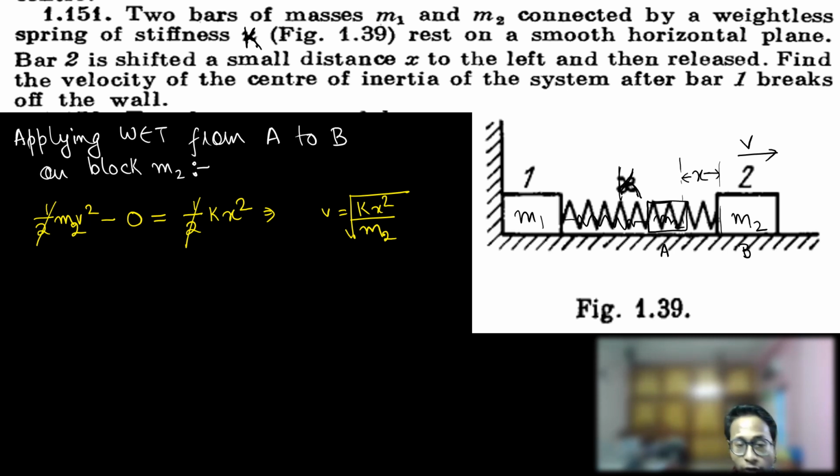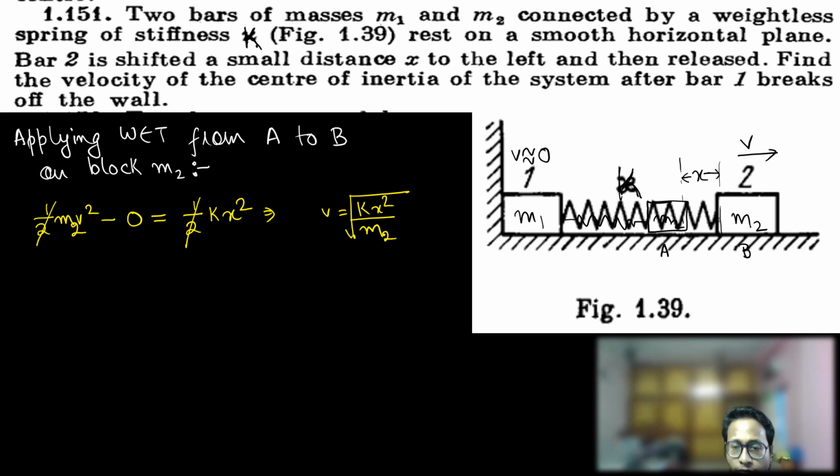Now the question is not asking the velocity of block 2. The question is asking the velocity of the center of mass. So as soon as it reached out here, the block m1 would start accelerating towards the right. What is the velocity of block 1 as soon as it left the wall? It is very small, no? The velocity is 0.000 something. It is just starting to move. So the velocity is nearly equal to 0 when the block left the wall.